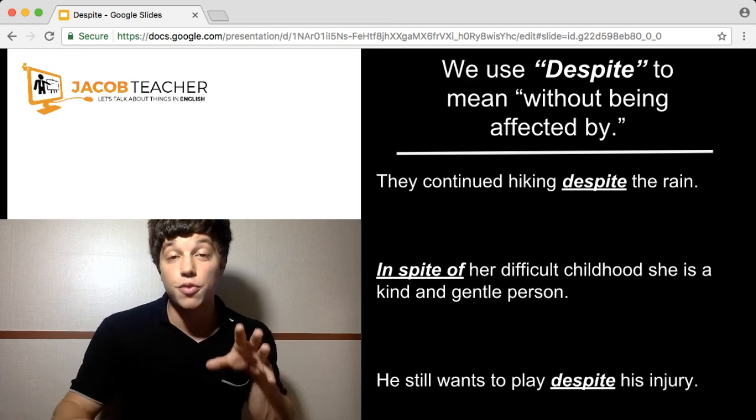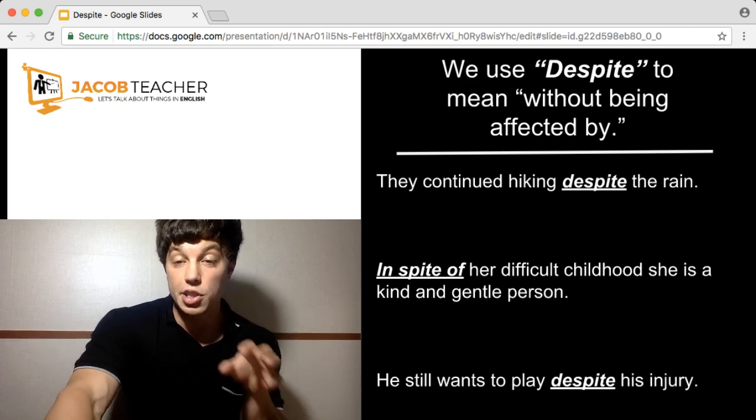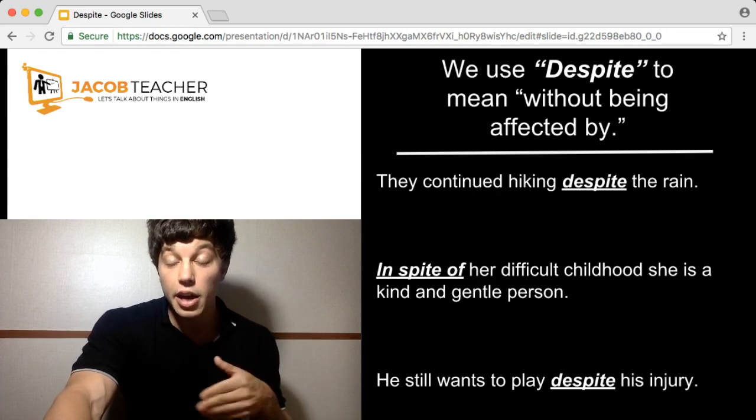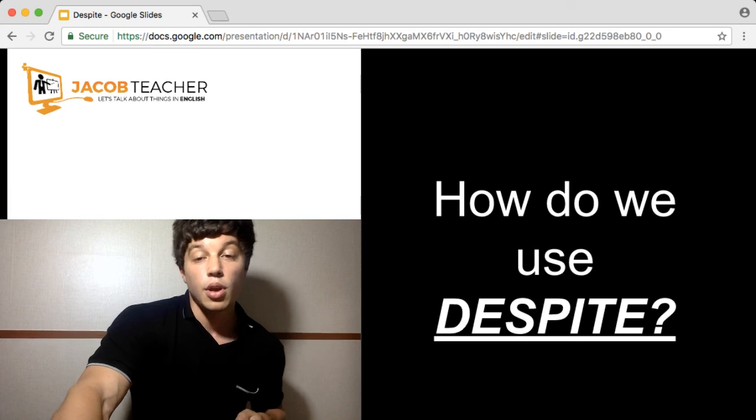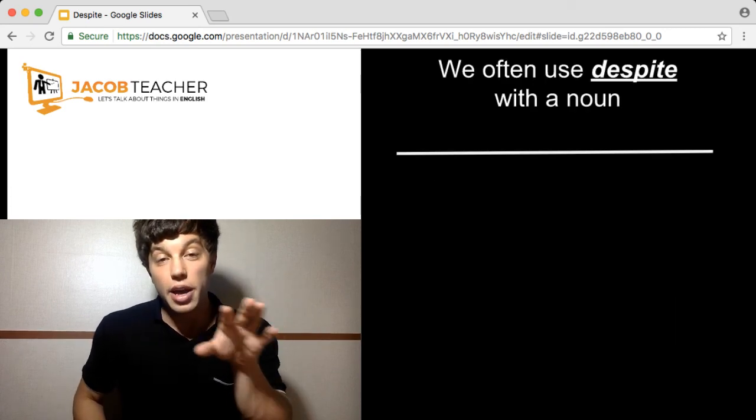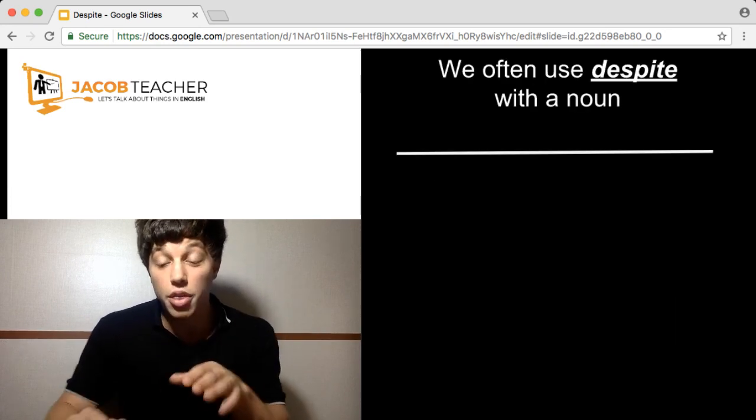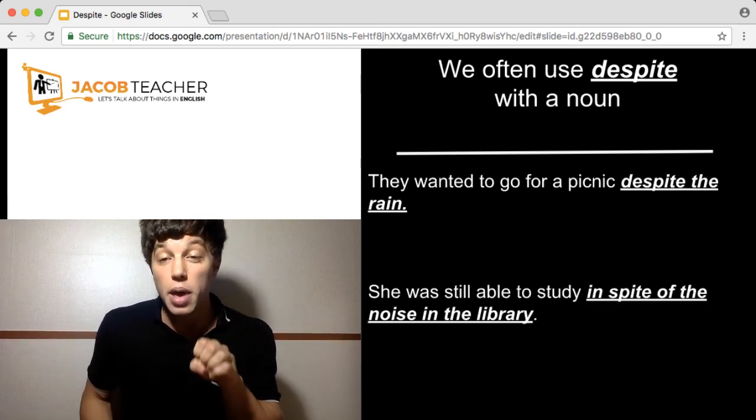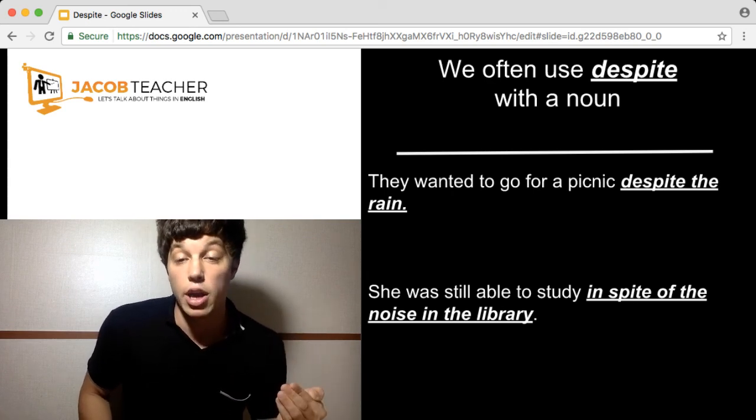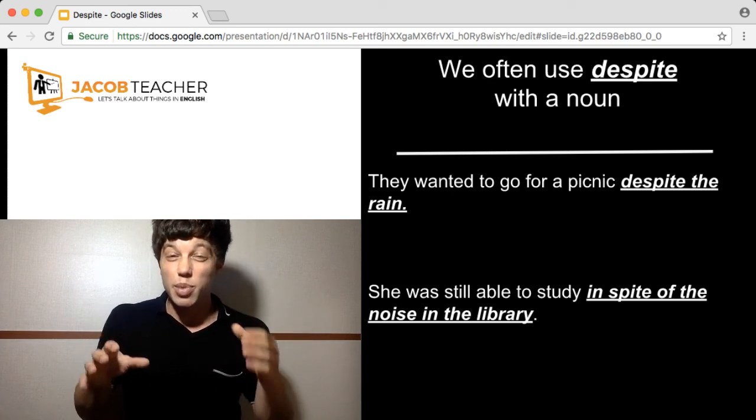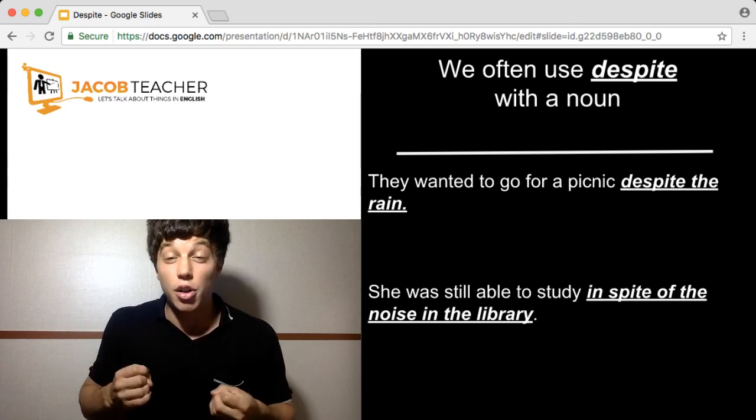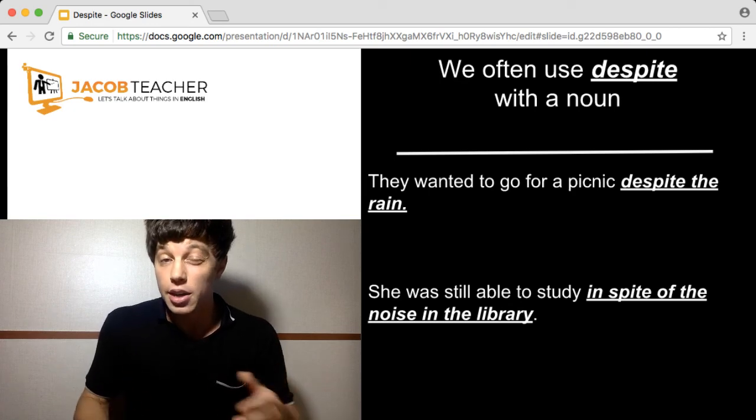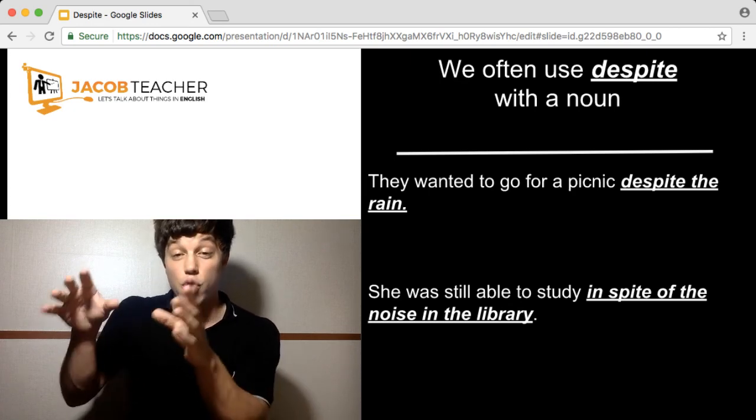Now let's look at how we form sentences using despite, because this is really important. All of the sentences that I used here are followed by a noun. So we often use despite with a noun. Okay, let's look at some more examples. They wanted to go for a picnic despite the rain. So again, it's raining, but that doesn't have an effect on their desire to go for a picnic. They still want to go for a picnic despite the rain. The rain is the noun here.